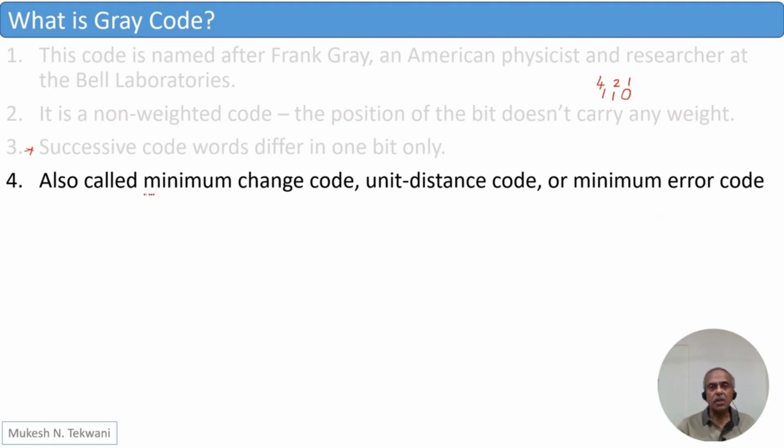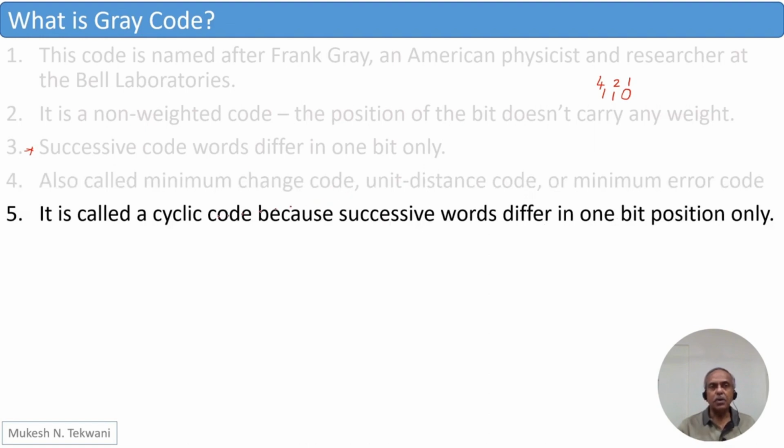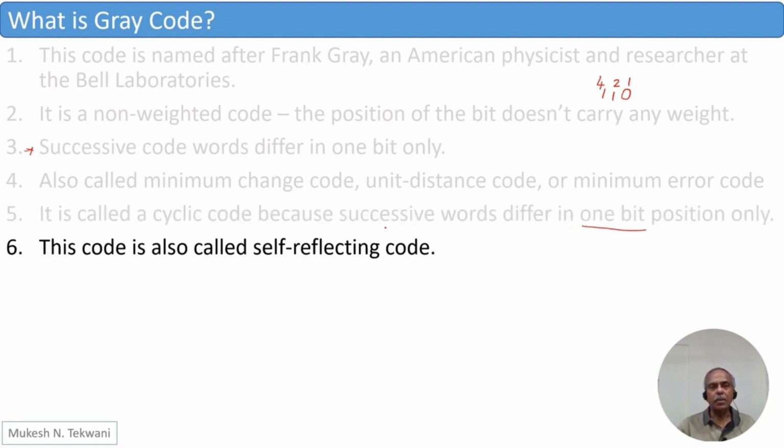It is called a minimum change code because as we go from one code word to the next, there's a change of only one bit. It is also called a cyclic code because the words differ by one bit position only. As we go from one word to the next, there's a difference of only one bit. This code is a self-reflecting code. This is again an important property, which we will see how we can use to generate the complete Gray code.